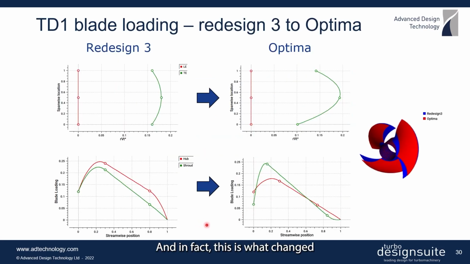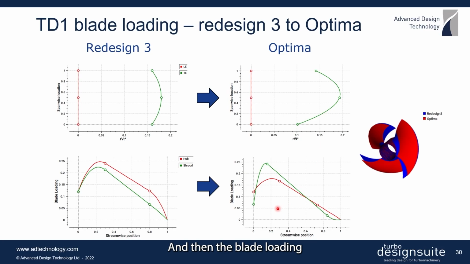And in fact this is what changed as a result of the optimization. So for the spanwise work distribution, you can see that compared to redesign 3, the optimizer has tried to reduce the work at the hub and the shroud in order to suppress the hub diffusion and the tip leakage respectively. And as expected, it has tried to increase the work near the midspan in order to maintain the overall work.